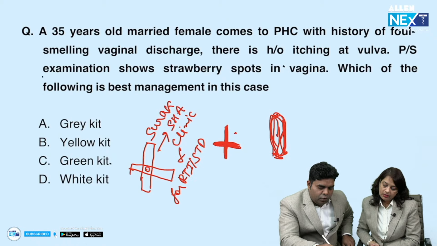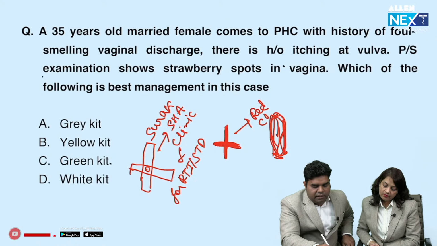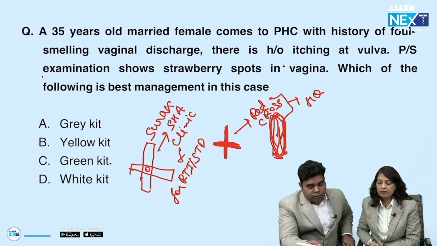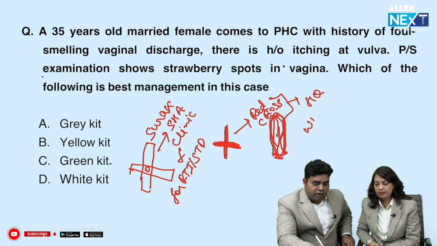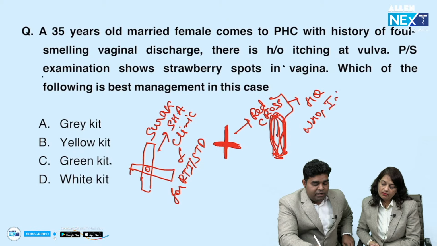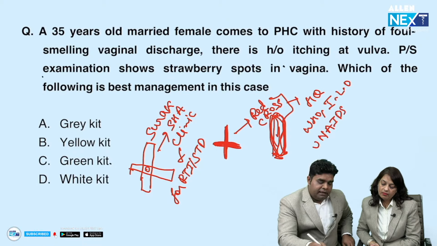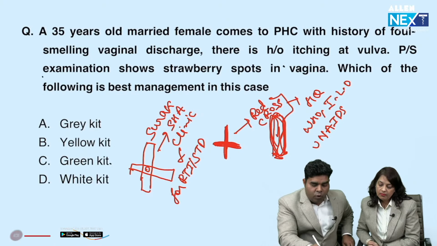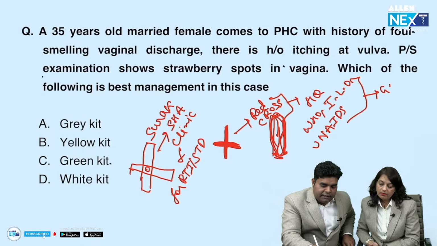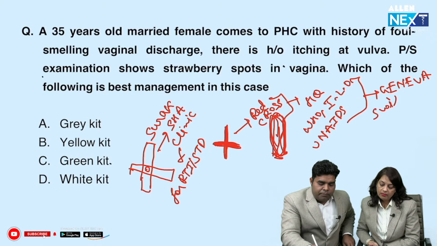Okay. And this is the logo of Red Cross. And Red Cross has its headquarters in Switzerland along with the headquarters of WHO, International Labour Organization and UNAIDS. All four have their headquarters in Geneva, Switzerland. Okay, so these are two different things.